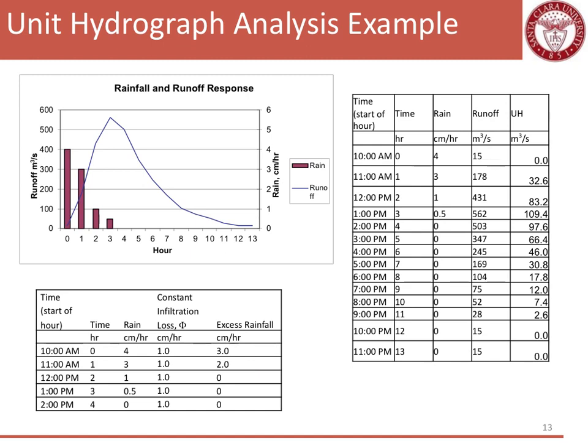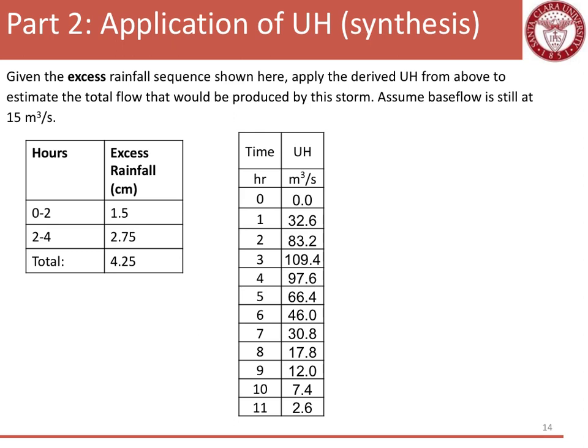Our next step is to take this unit hydrograph, which we know is for a 2-hour storm, and apply it to an observed storm to figure out how much runoff to expect in the stream. So here is the problem. We have excess rainfall shown here. In the first 2 hours, a total rainfall of 1.5 centimeters. This is already excess rainfall, so infiltration and other losses have already been accounted for. And from 2 to 4 hours, we have 2.75 centimeters of rainfall, again rainfall excess. We have the same unit hydrograph.